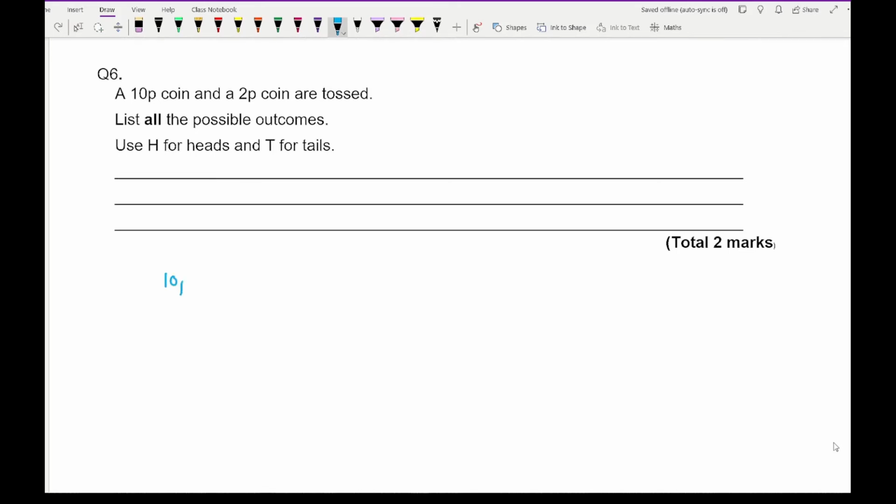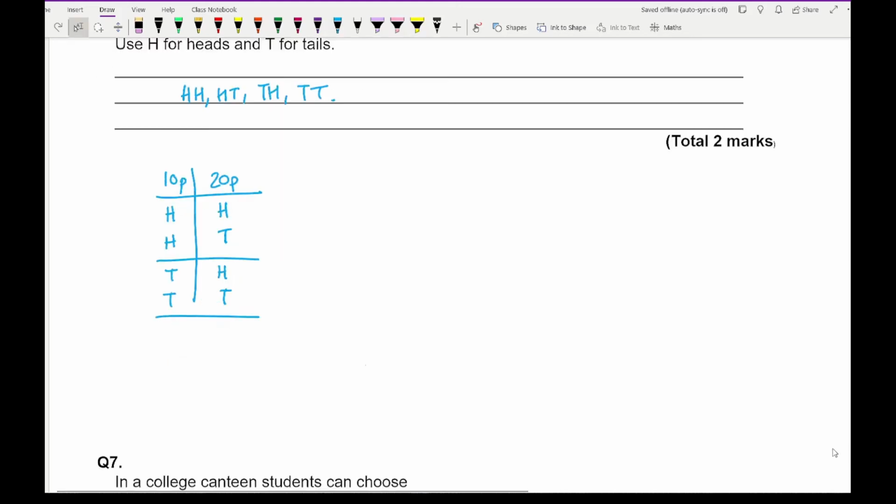So again, if I just look at the 10p, and then I've got the 20p. Keeping the 10p as a head, on the 20p I can either get a head or I can get a tail. And then if I get a tail on the 10p, I can either get a head on the 20p or a tail on the 20p. And there are my 4 options. So what I need to do here is just write HH, HT, TH, and TT for the 2 marks.